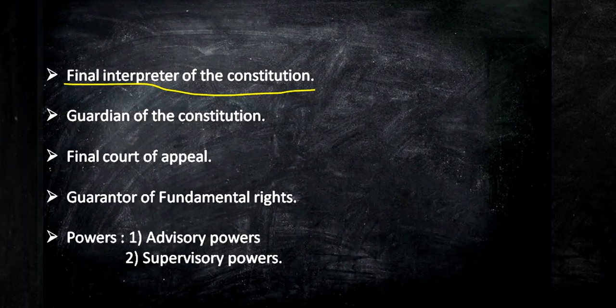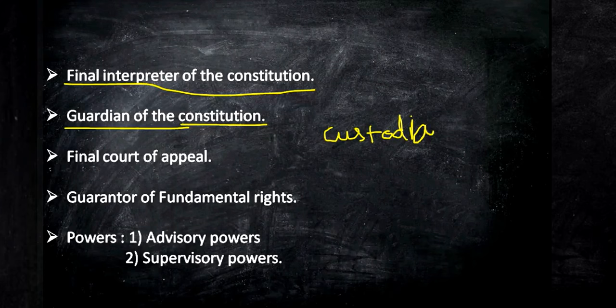Coming to the next important function of the Supreme Court, it guards the Constitution. Hence, the Supreme Court is the guardian of the Constitution. Now, why are we saying that, and what do you mean by guardian? Before explaining this point, I would like to ask you, who is the custodian of the Constitution? What is the basic difference between custodian and guardian? You should understand this.